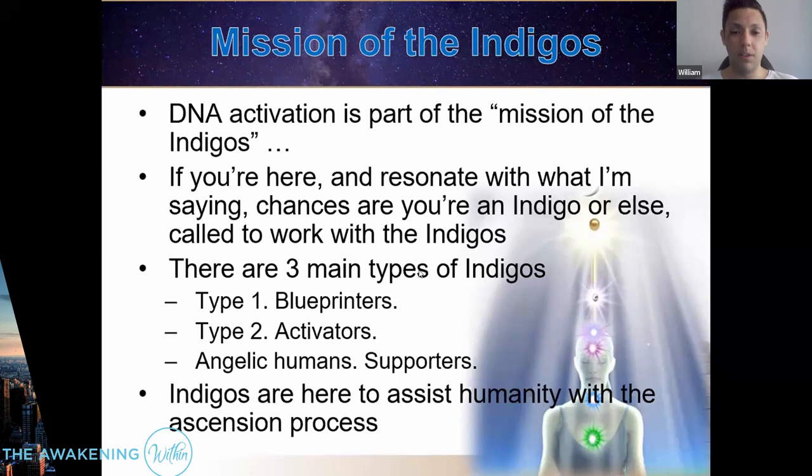So there are three types of indigos, the three main ones. You've got type 1, which are blueprinters, type 2, which are activators, and then you've got the angelic humans, who are the supporters. So the type 1 and 2 are the ones doing all that work, and the angelic humans are the majority of the people on the planet. They're just here to be like a support, they're the ones that we have to lean on. And indigos are here to assist humanity with the ascension process.